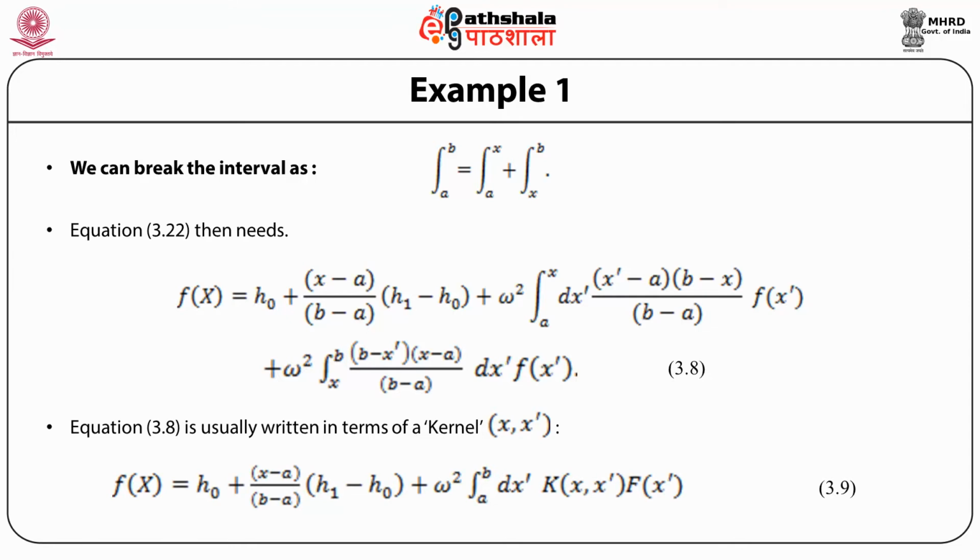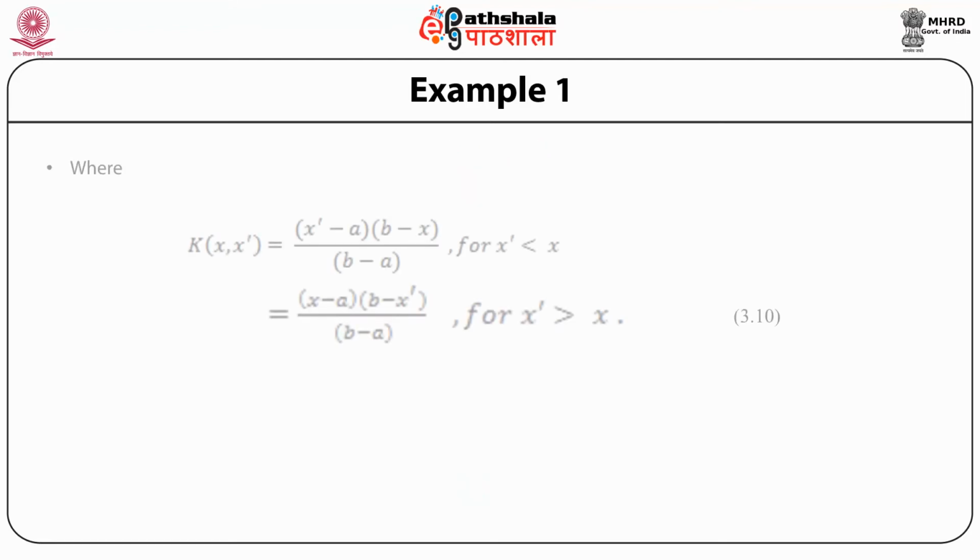This equation is usually written in terms of a kernel k, so we can write this equation as f of x is equal to h naught plus x minus a divided by b minus a into h1 minus h naught plus omega square from a to b dx prime, a function k of x and x prime which we have introduced, multiplied by f of x prime, where the value k of x comma x prime is equal to x prime minus a into b minus x divided by b minus a for x prime less than x, and is equal to x minus a into b minus x prime divided by b minus a for x prime greater than x.